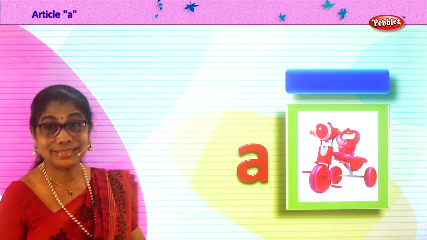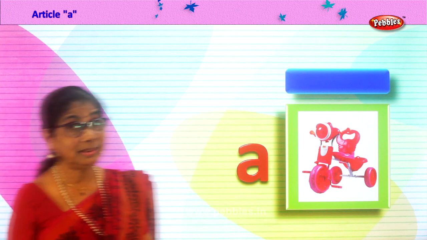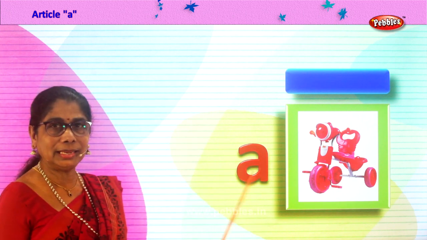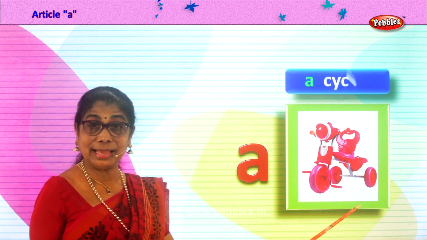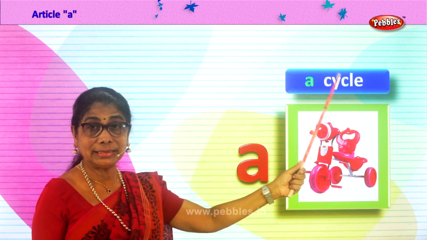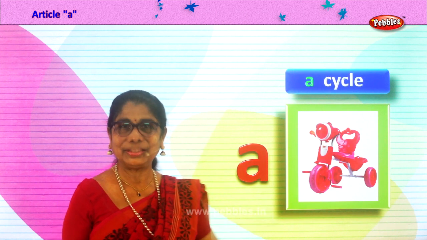Let's look at another picture. What is this? Cycle. You have a toy cycle? You have your real cycle? Good. What do you do? You ride on it. Article A is put in front of consonant. C-Y-C-L-E, cycle. A cycle. Good.